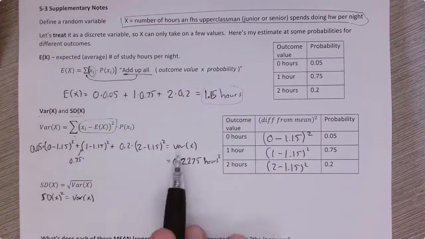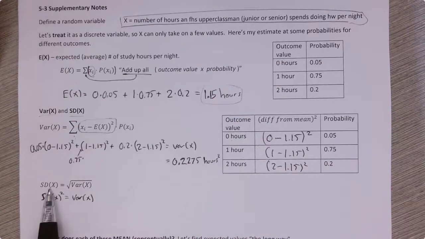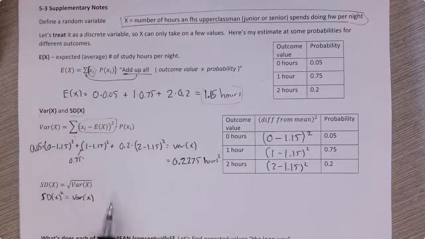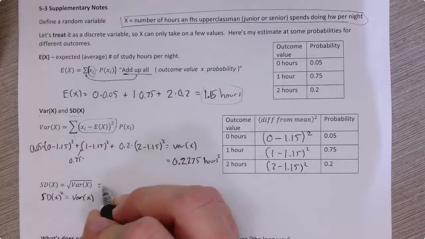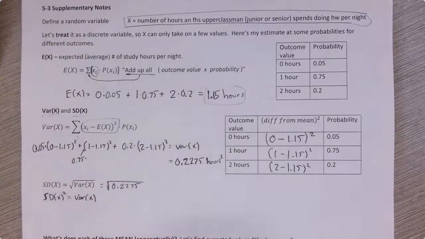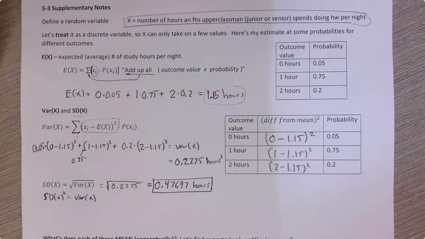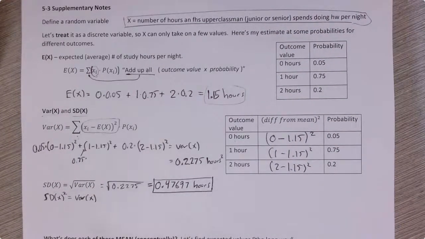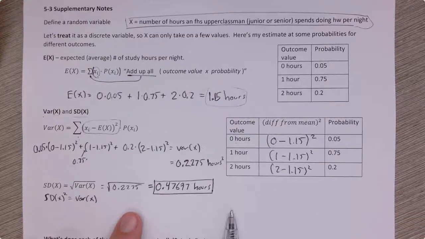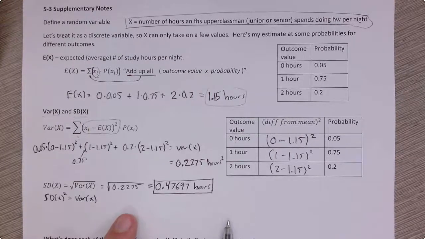But anyway, that's how you calculate variance. Standard deviation is just the square root of the variance. So you take this same calculation and you take its square root. So the square root of 0.2275 hours squared, and we get 0.47697 hours, because if we're taking the square root of hours squared, the units are now hours. And that's a unit that makes sense as a unit for measuring the spread of our data in our distribution.